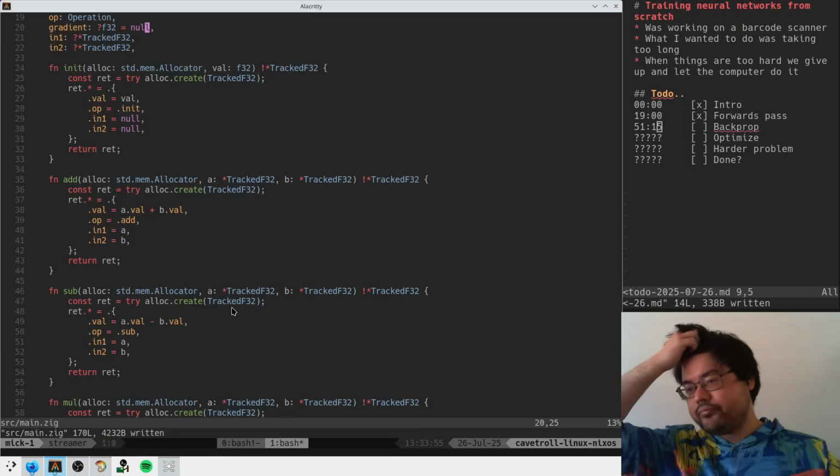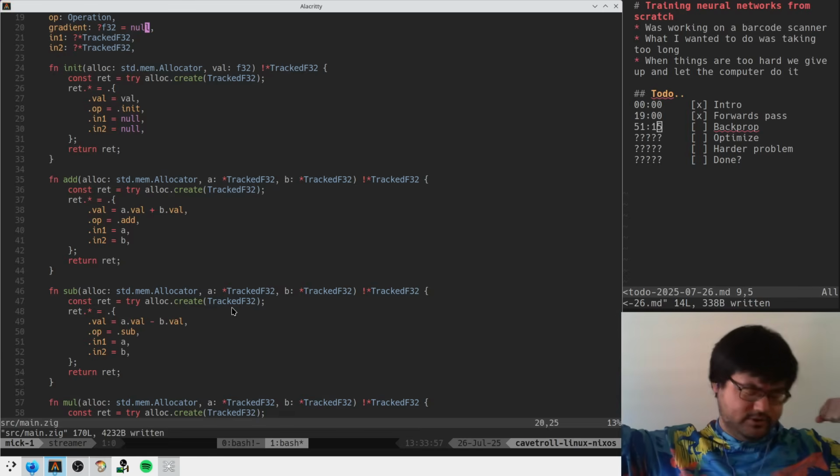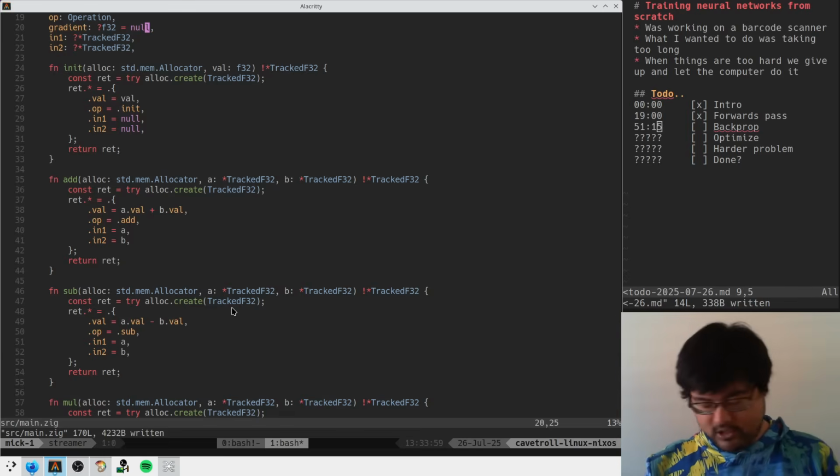Okay. What keyboard do you use? It's just a 60% Cherry Brown keyboard.